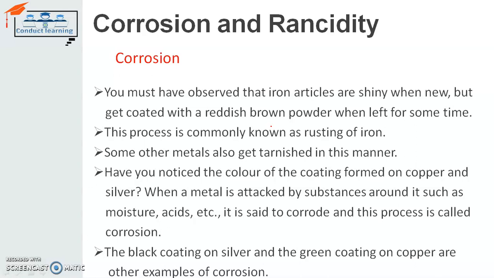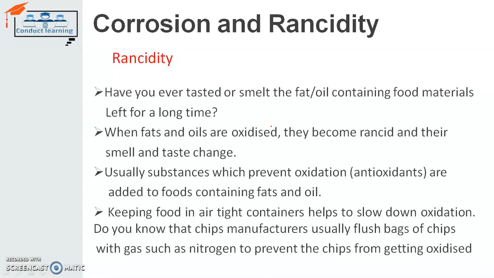Or the same happens with another metal, which is called corrosion. You have noticed that when you buy copper or silver from the market, the metal has a very shining surface. When the metal is attacked by moisture or acid, it gets corroded. This process is known as corrosion. And the black coating on the silver and the green coating on the copper you can see. This is the example of corrosion. This is basically because of oxidation.